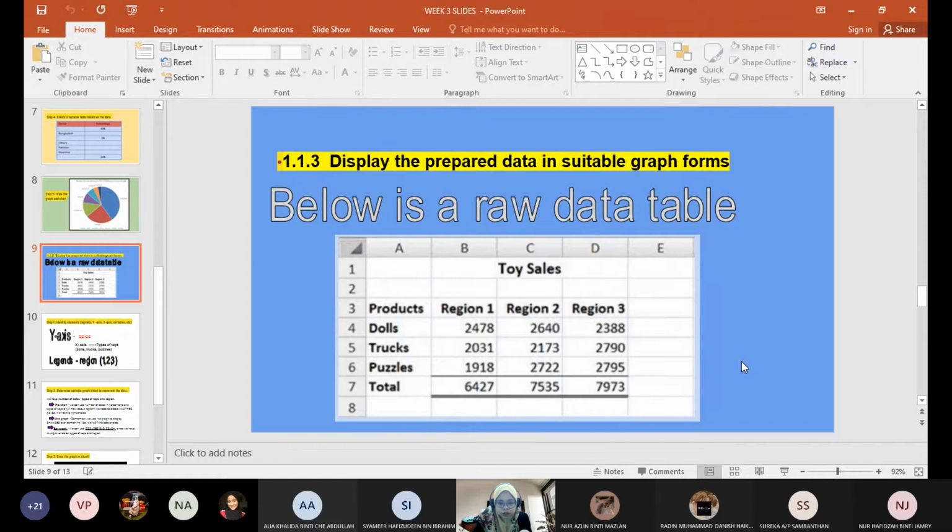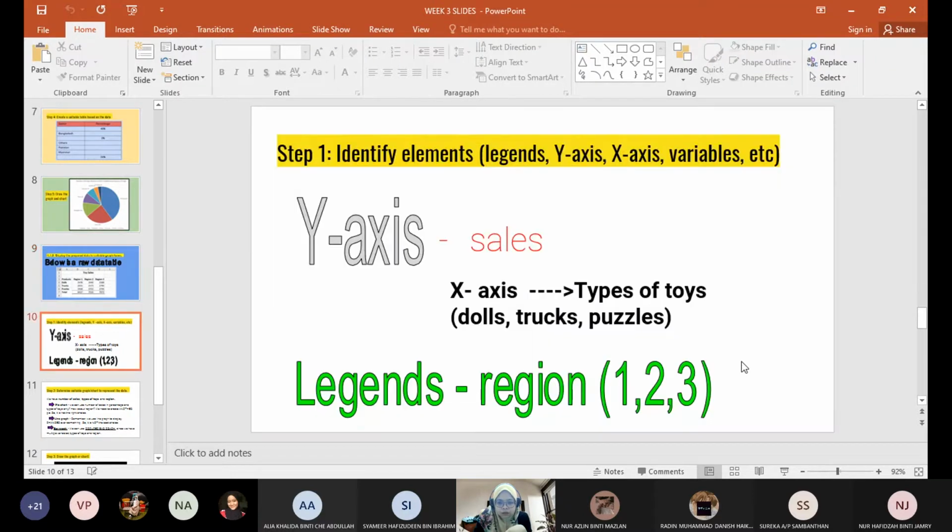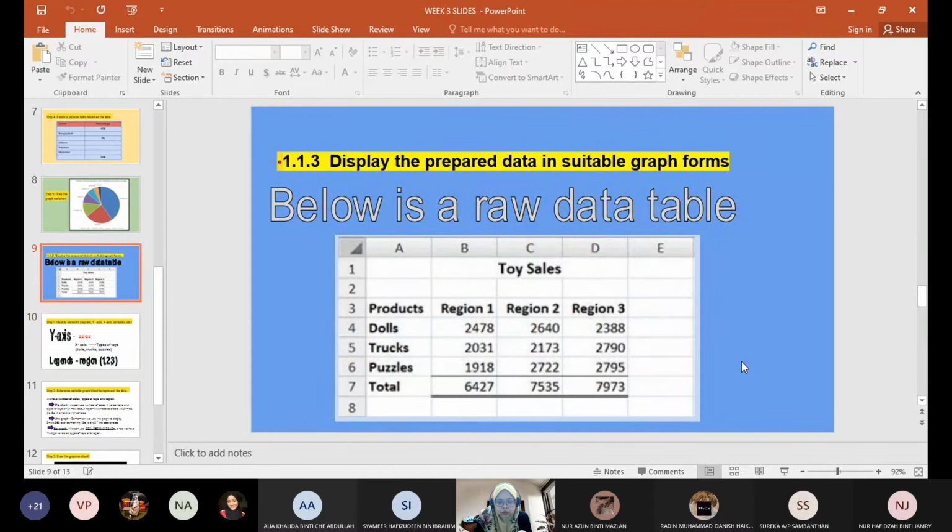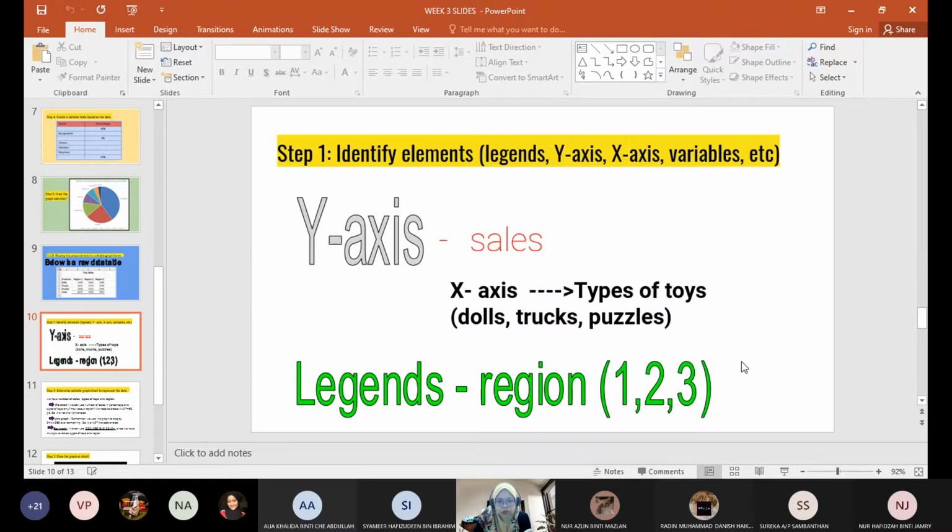Okay, kalau macam ni, they have products, type of product, they have 3. And then they also have other variables, region 1, region 2, and region 3, and all the numbers. Okay, toy sales. So, from this table, you need to identify what are the items or aspects that you need to include in the graph and charts. First you need to identify the elements.